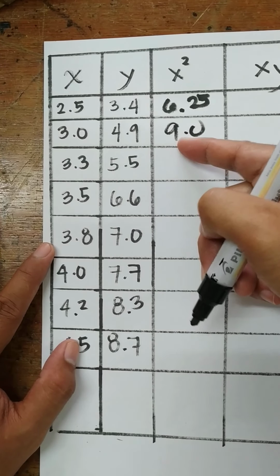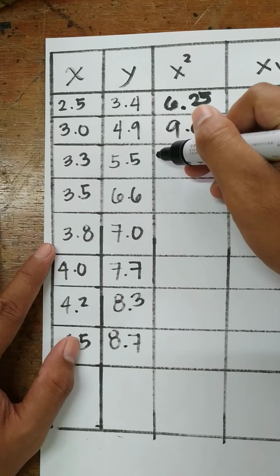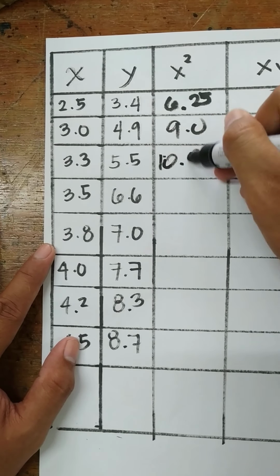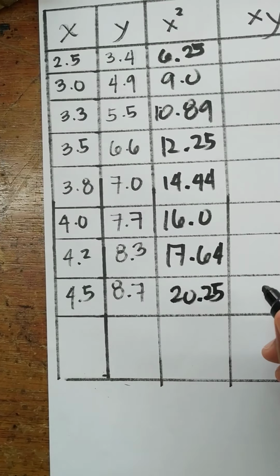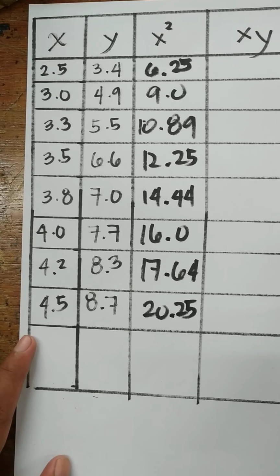3 squared is 9, right? And 3.3 squared is 10.89. And there you go. It's like a fast forward, because I want to save some time.